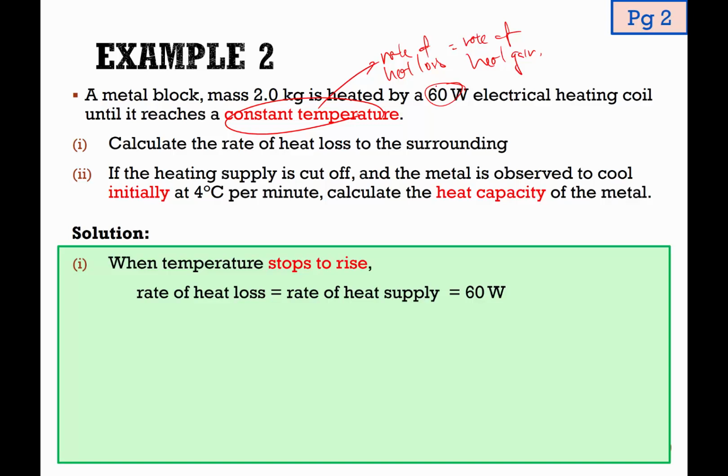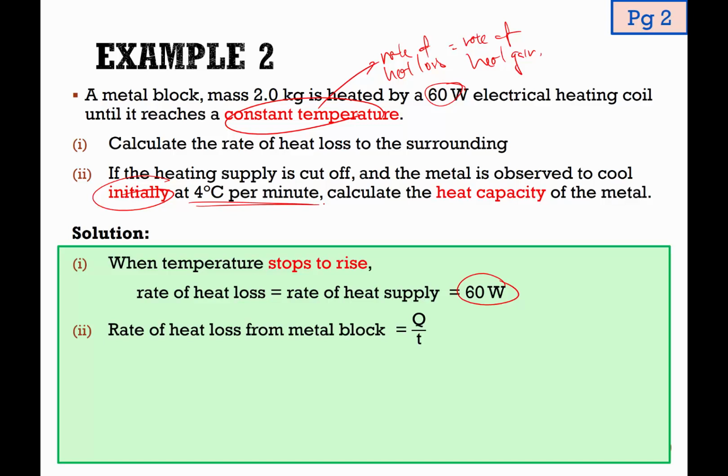Then for part 2, I highlighted the word initially. Why is initially actually important? Because initially, when the heat supply is cut off, we know that the rate of heat loss must also be 60 watts. Perhaps after some time when it has dropped in temperature, the rate of heat loss is possibly going to be lower. But initially, the rate of heat loss is still going to be 60 watts. So using this, we can start to calculate the heat capacity of the metal. The other important information here is that the metal is losing 4 degrees per minute, which essentially gives me the delta T over time.